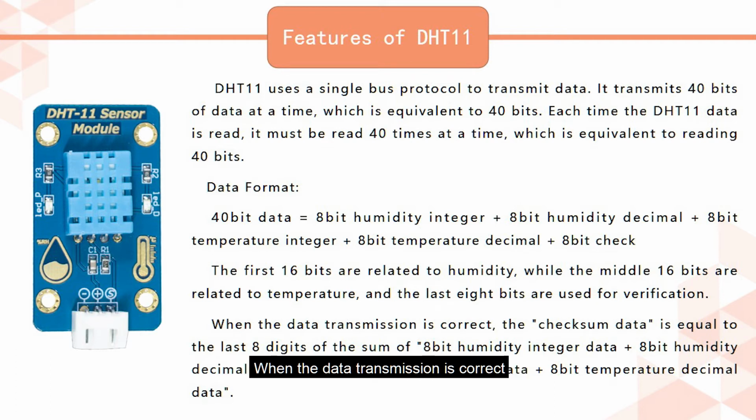When the data transmission is correct, the checksum data is equal to the last 8 digits of the sum of 8-bit humidity integer data plus 8-bit humidity decimal data plus 8-bit temperature integer data plus 8-bit temperature decimal data. After learning the DHT-11, let's start the operation.